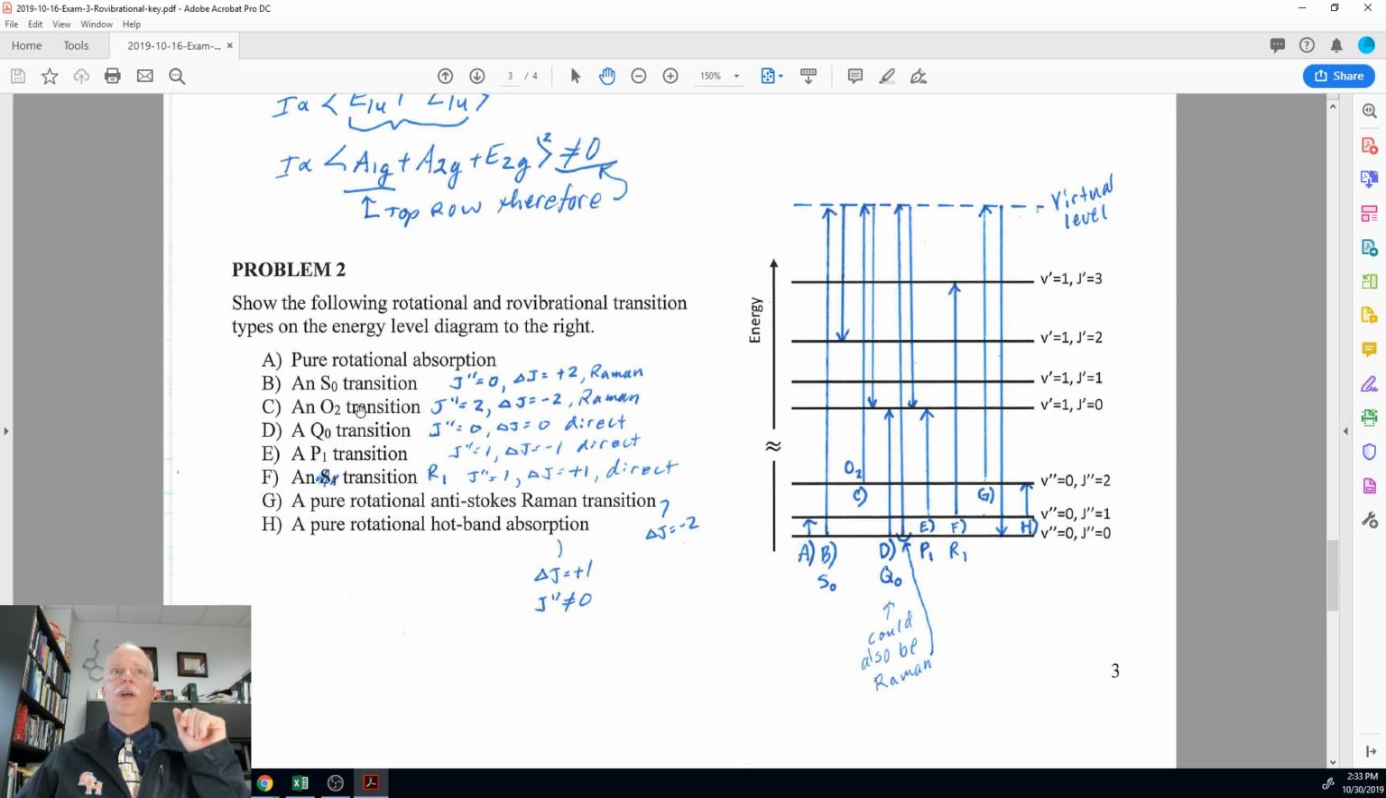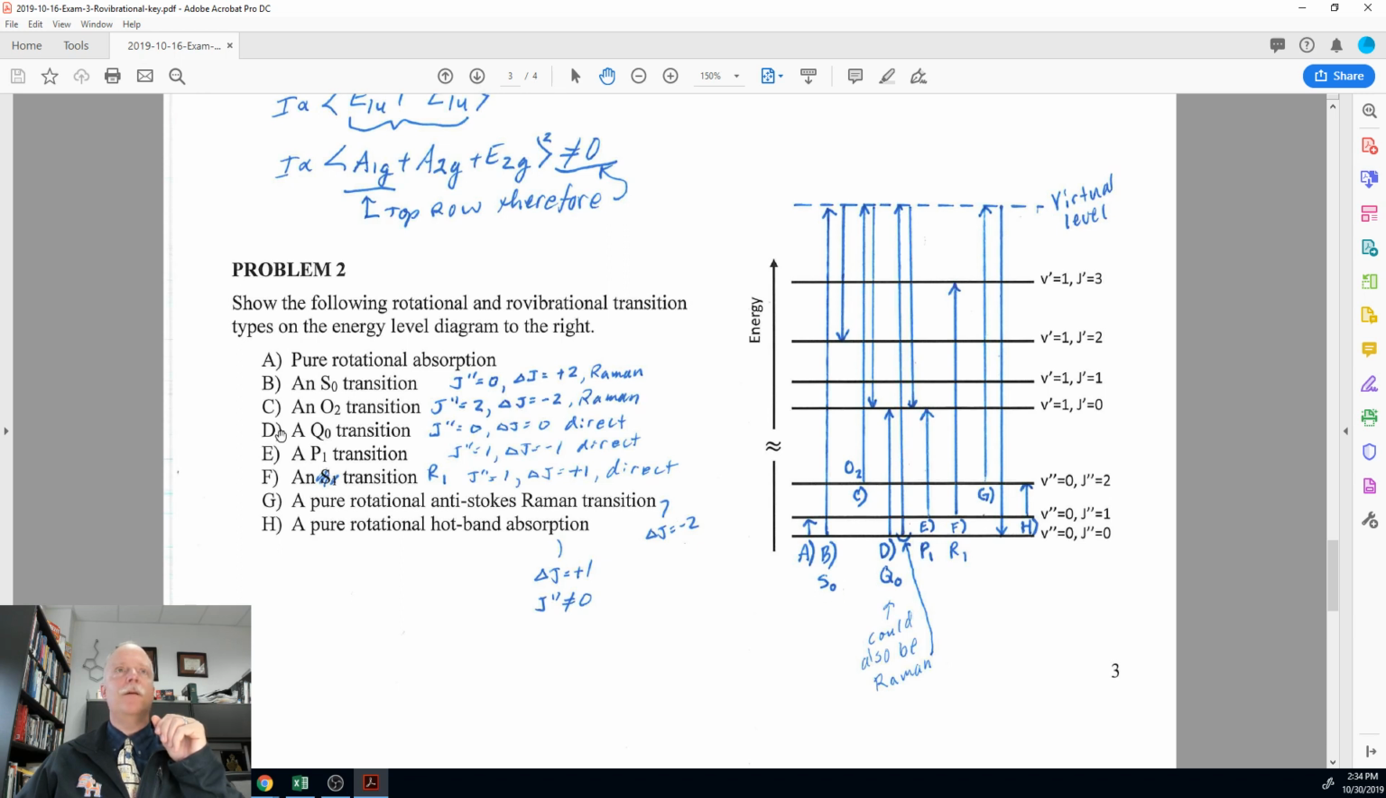Let's do an O2 transition. So the O means delta J minus 2. And the subscript 2 means it starts in the J level 2 on the lower vibrational state. And it's Raman, so it's a 2-photon process. So J double prime has to be 2 for the starting point. So it starts here. We have the incident photon. We have the scattered photon, inelastically scattered. And delta J has to be minus 2. So since our initial J value was 2, our final J value has to be 0. And so that's the O2 line. And these scattered photons would be what we would detect with our detector.